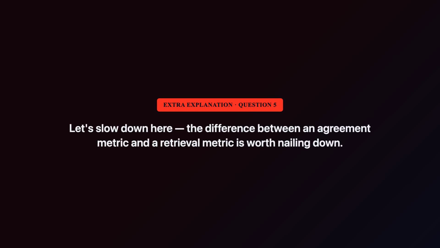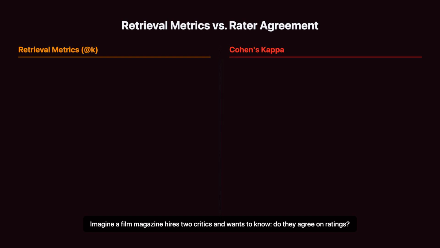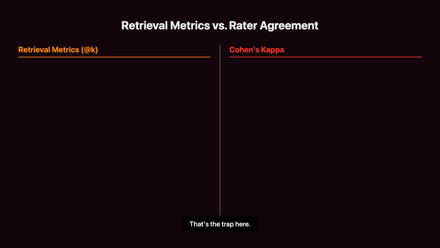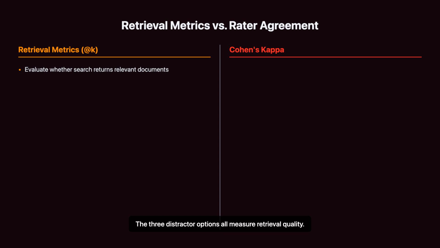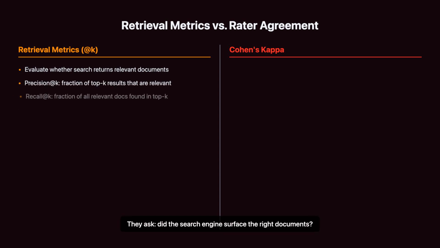Let's slow down here. The difference between an agreement metric and a retrieval metric is worth nailing down. Imagine a film magazine hires two critics and wants to know, do they agree on ratings? To check that, you'd compare their scores, not test the magazine's search engine. That's the trap here. The three distractor options all measure retrieval quality. They ask, did the search engine surface the right documents?